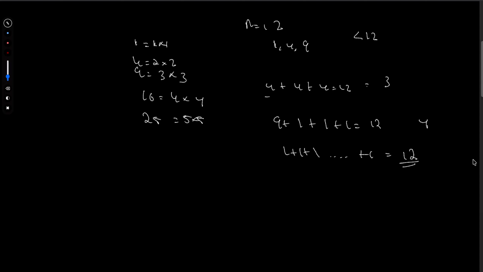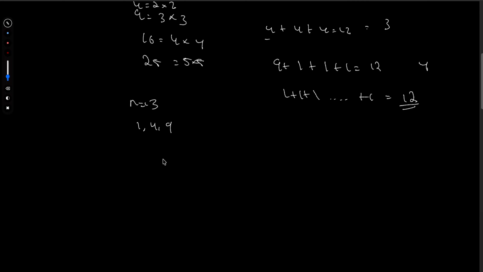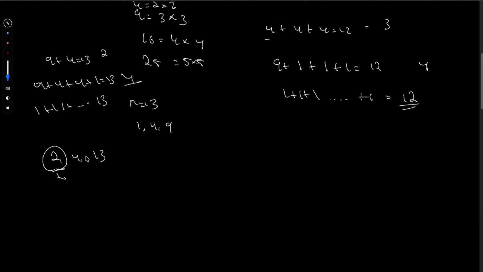If n is equal to 13, the perfect squares are 1, 4, 9. 9 plus 4 is 13, so there are two numbers. 4 plus 4 plus 4 plus 1 is 13, there are four numbers, and 1 plus 1 plus 1 and so on makes 13 numbers. So 2, 4, and 13, the minimum number is 2, so the answer is 2.